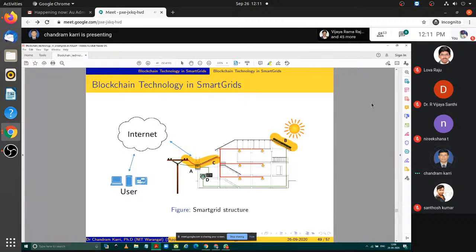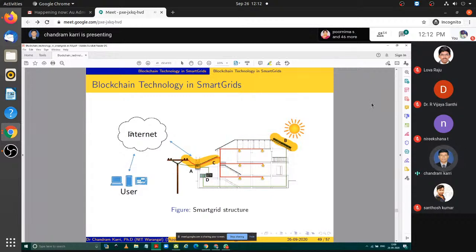Now this information will be communicated through the internet. There are several protocols, and our data can be exported. Even using smart meters, how much power is consumed and how much power is generated can be recorded and stored. That can be done through the internet. Suppose your home is here and the power generation is at some other location.